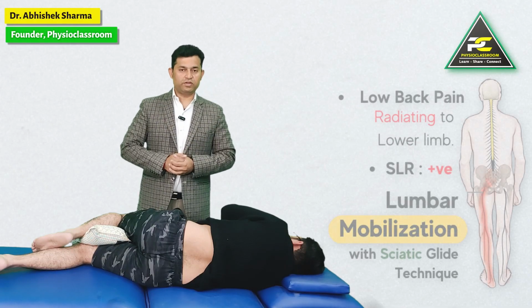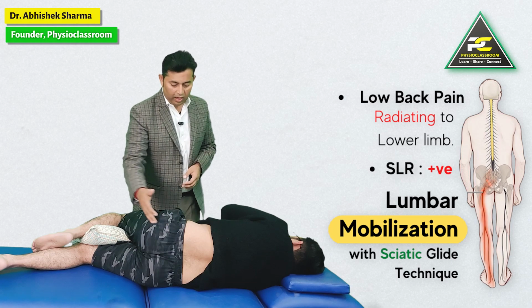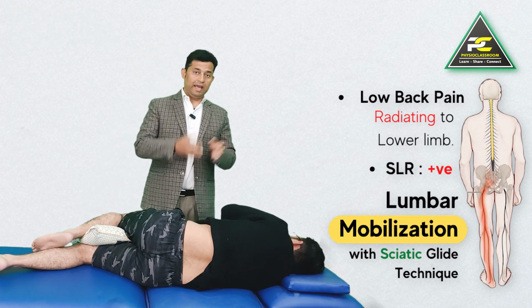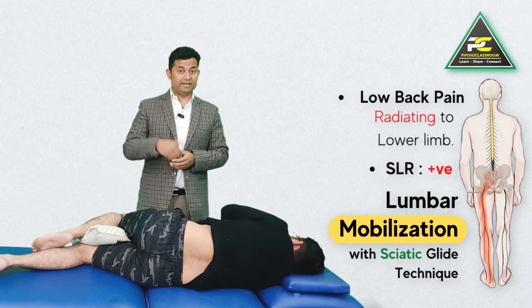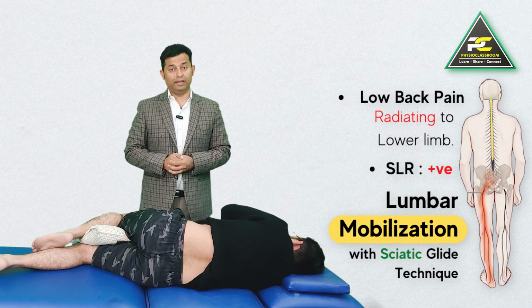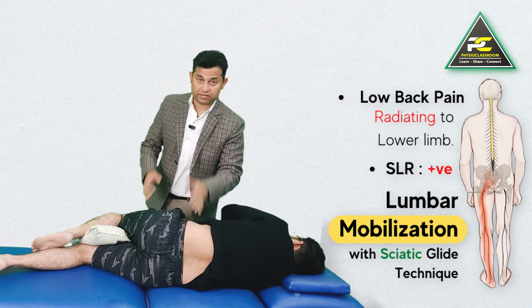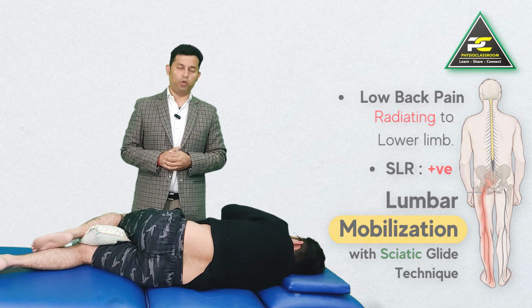When a patient comes to the physiotherapy OPD with complaints of low back pain, often referring down into the lower limb beyond the knee joint, and when the SLR testing or the slump testing aggravates or attenuates the patient's symptoms, then lumbar mobilization with sciatic nerve glide is one of the techniques that can be incorporated into the treatment protocol.